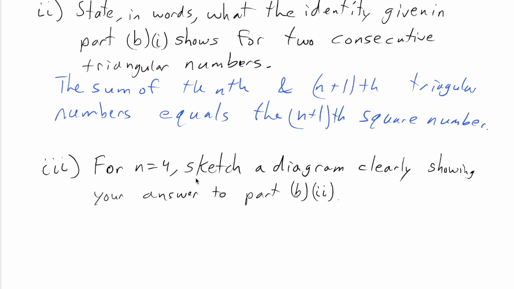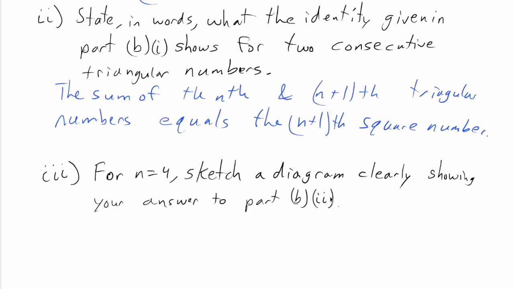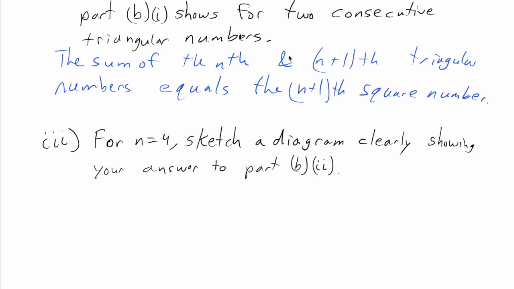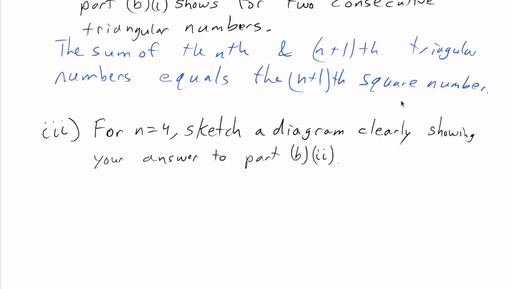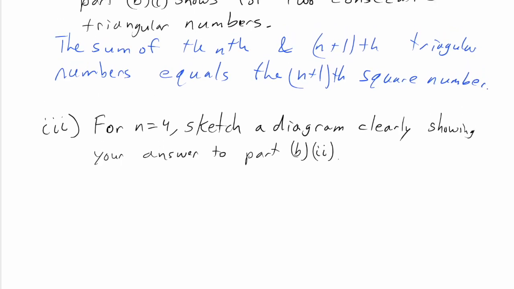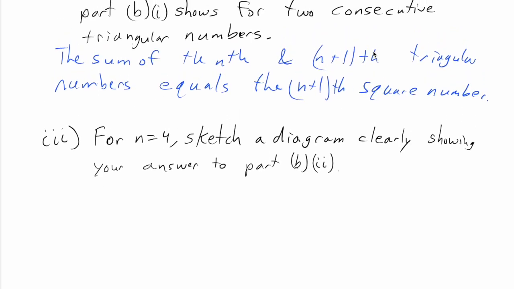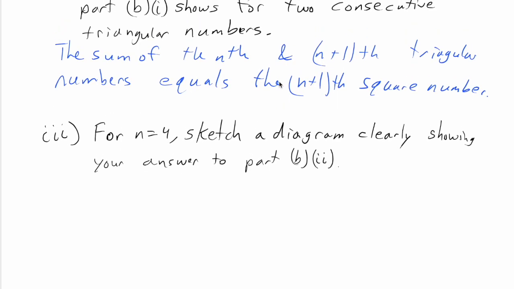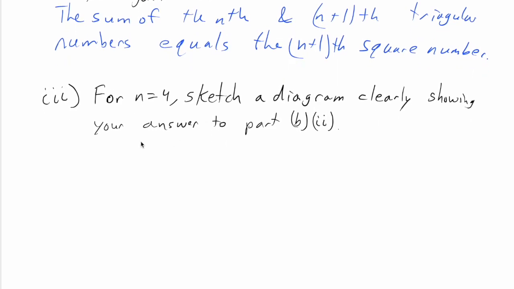And lastly, for n equals 3, sketch a diagram to clearly show your answer to part B2. So if the sum of these two numbers gives you a square number, you should be able to arrange it into a square pattern. Now we probably shouldn't use color coding because these tests might get scanned in black and white.